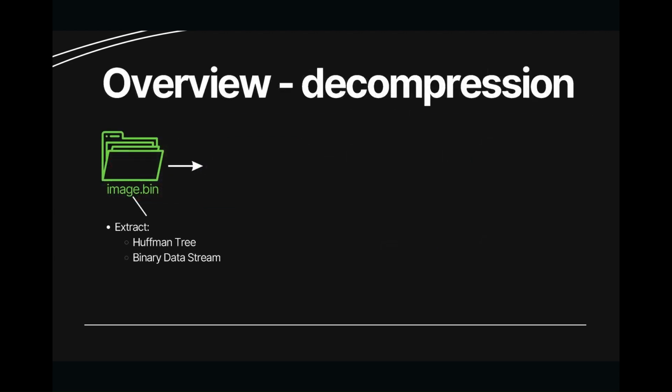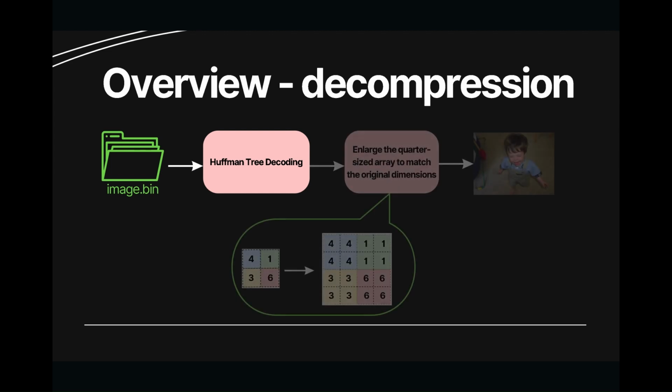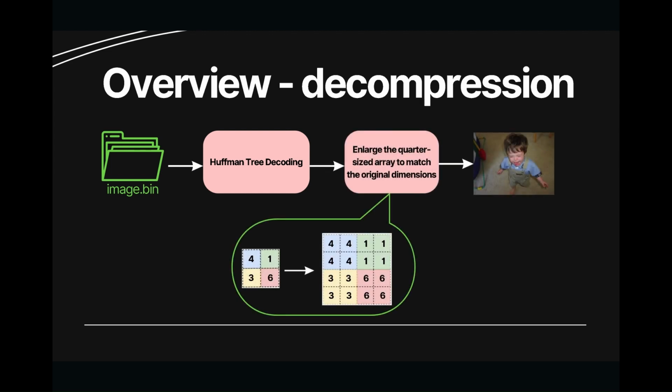And to decompress, we simply have to first extract crucial components from the compressed data. This includes the Huffman tree and the binary data stream. The Huffman tree is essential for decoding the compressed binary data effectively. Once we have obtained these components, we proceed with decoding the binary data by referring to the extracted Huffman tree. This decoding process transforms the compressed data into a quarter-size image representation, which we will then use to enlarge it back to its original dimensions.